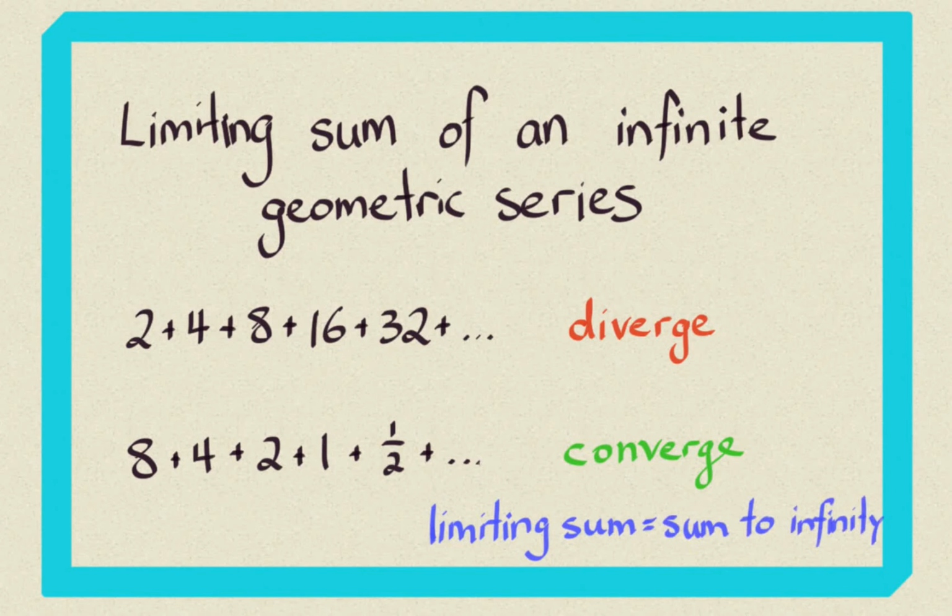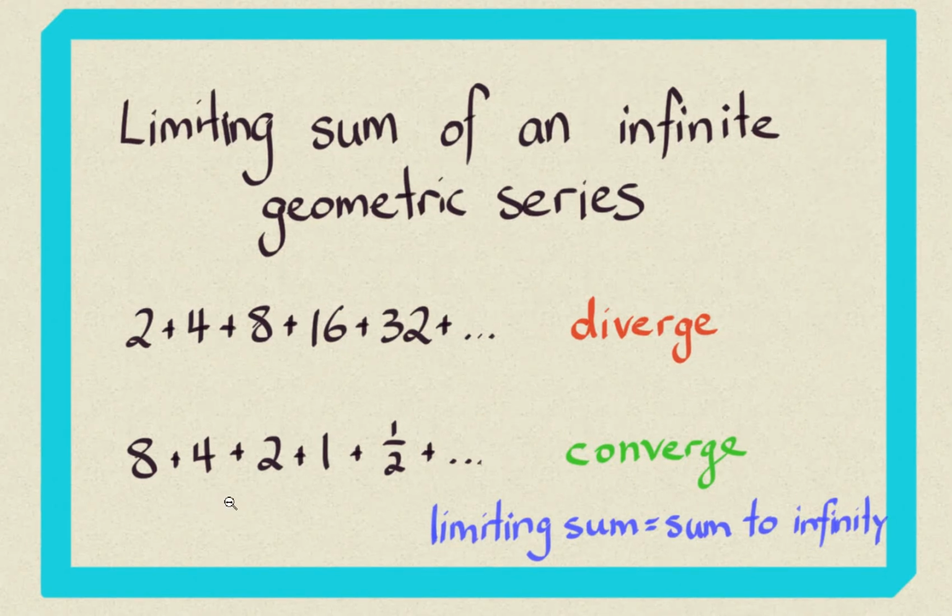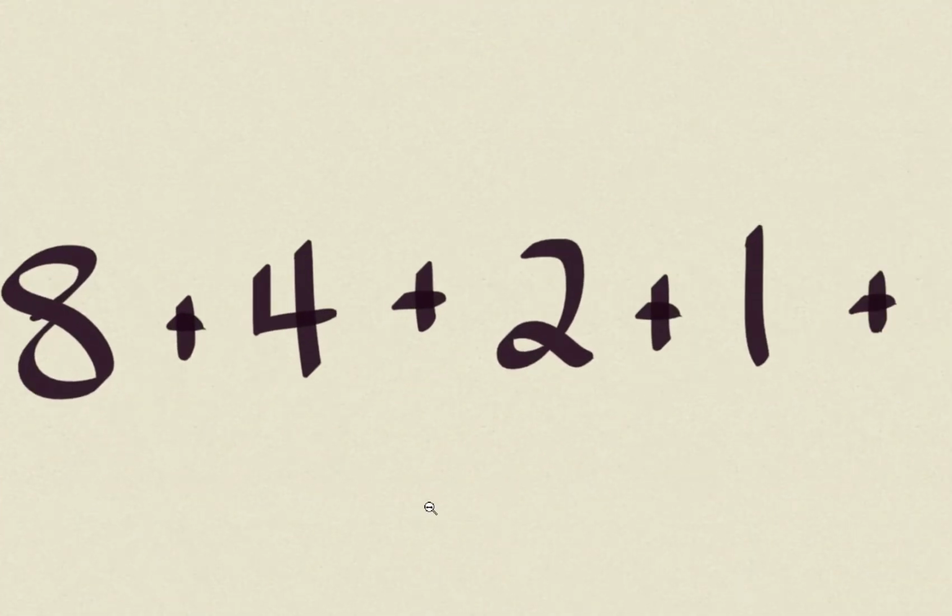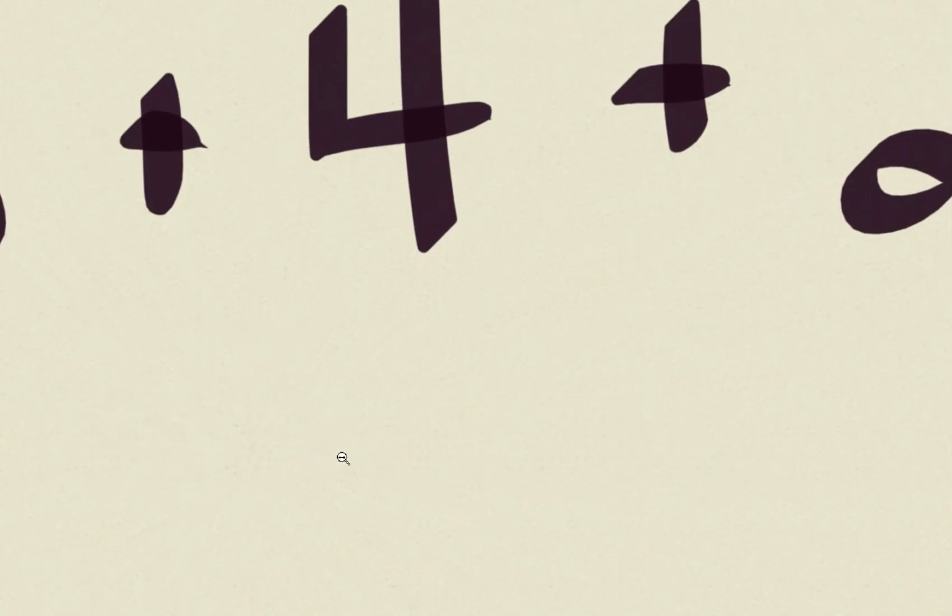Before we get into the formula for the sum to infinity, let's have a look at an example now where we can see how a convergent series approaches a constant value. First, we'll look at the sum of the first 10 terms, and then we'll look at the sum of the first 20 terms.